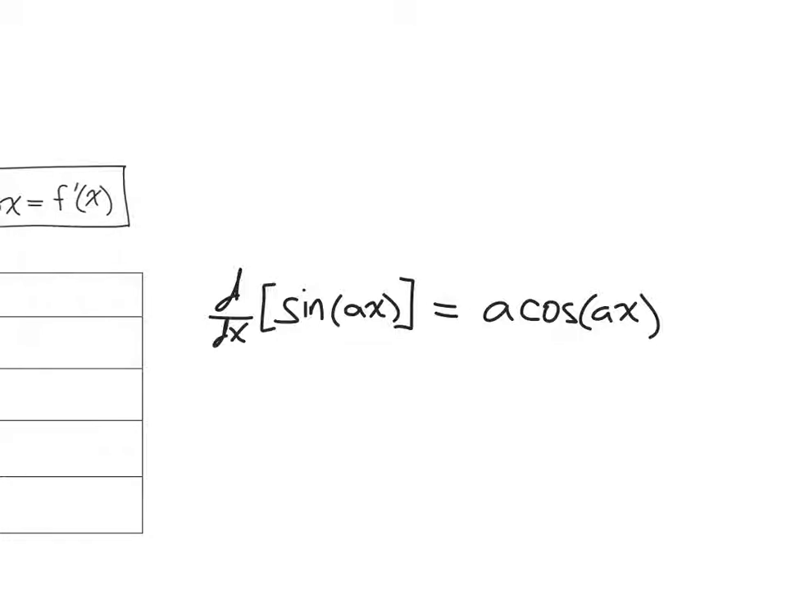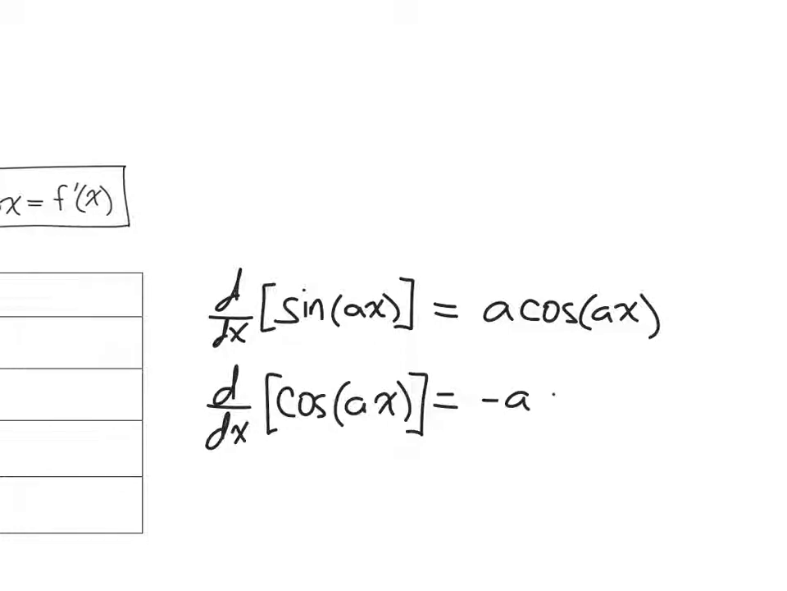So I'll do the same thing. I'll come up with, in general terms, the cosine of some constant multiple of x. The derivative of that would be what? Close. Negative a sine ax.